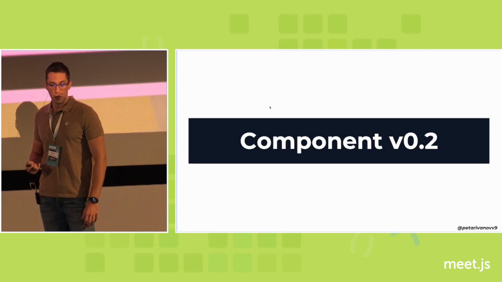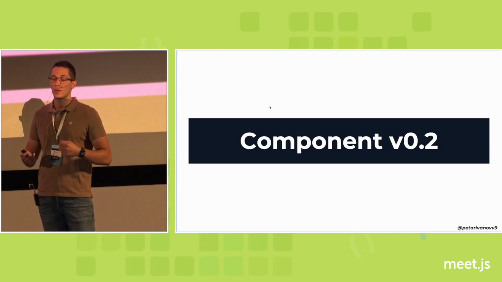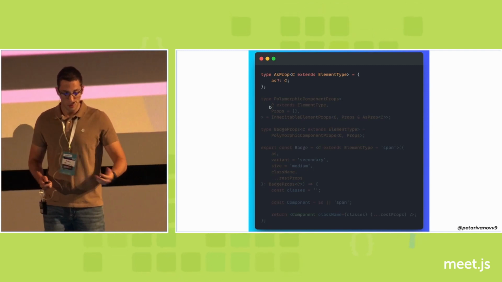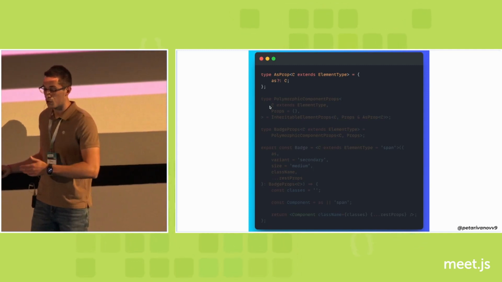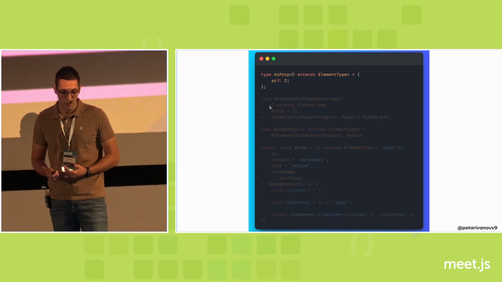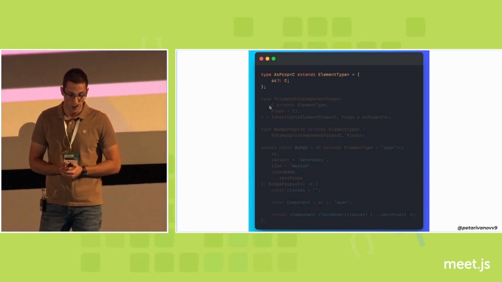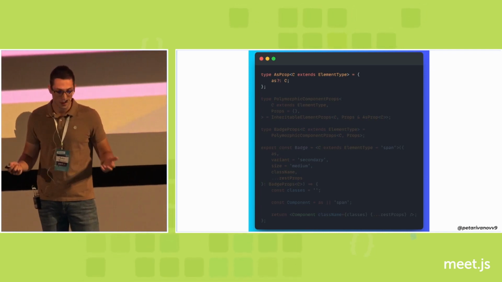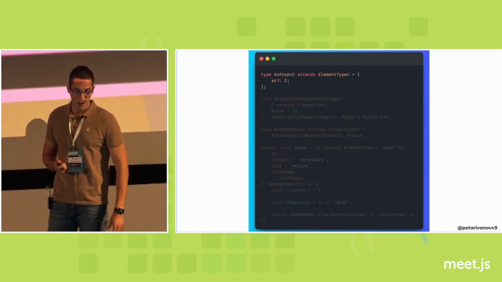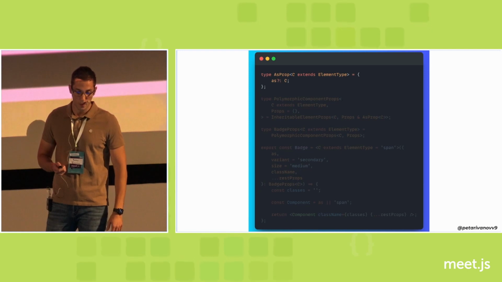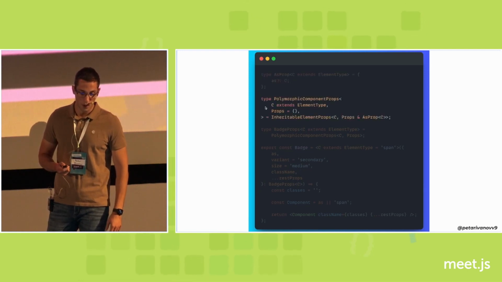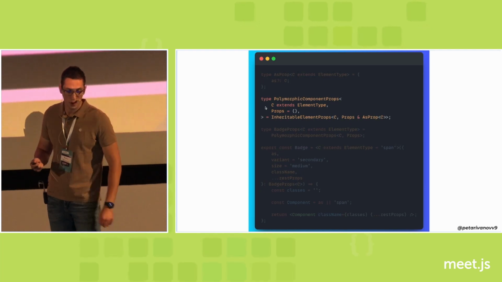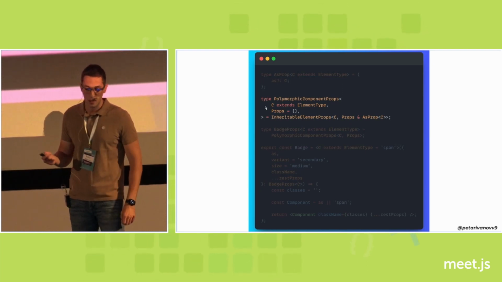And here is how we come to the second version of our component. This is the first time that we see that we are using TypeScript generics, so we can have a generic type for our component. The first thing that we have is this AsProp, which is a utility type for the as prop. Then we have another type, PolymorphicComponentProps, where we are using an InheritableElementProps. This is another utility type.